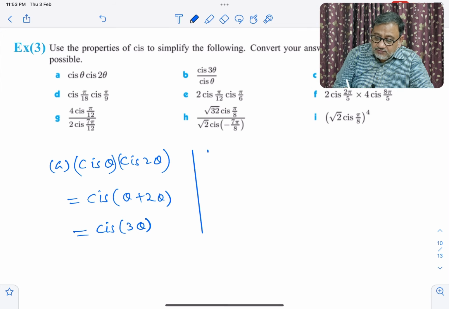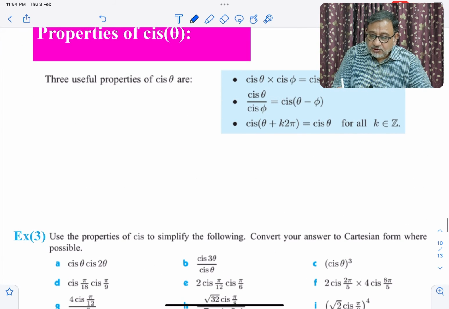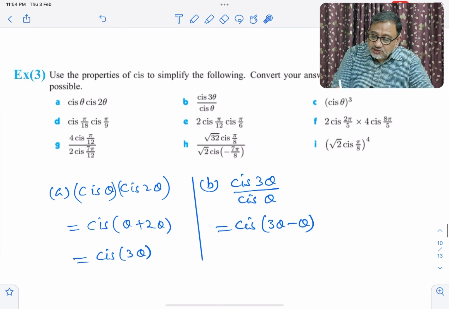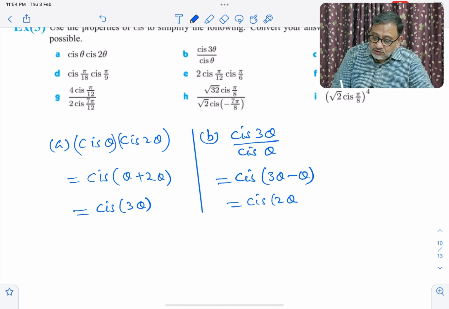The second part will be cis 3 theta divided by cis theta, and that will be cis 3 theta minus theta. Look here, the properties I have already explained it to you. Cis theta by cis phi becomes cis theta minus phi. Okay. So cis 3 theta minus theta will give you cis 2 theta. Okay, now C part of it.